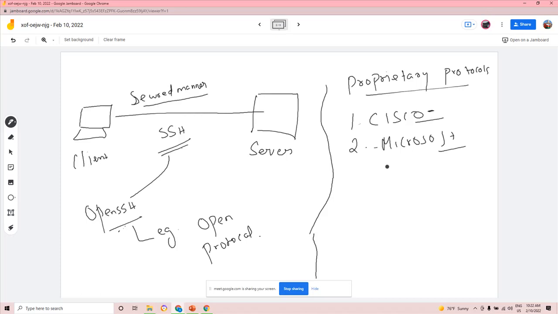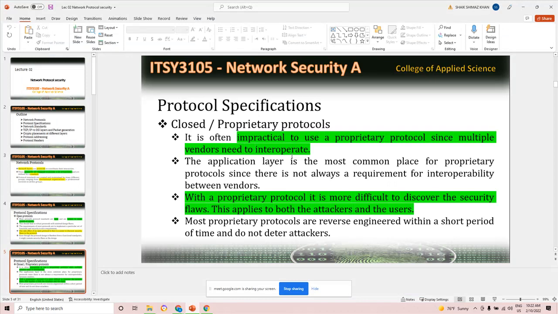You understand? So for example, you have Huawei, then you have Juniper. These are some of the routing and switching vendors. Cisco routers connect the Cisco devices. Juniper protocols work in the Juniper routers and switches. So these are the drawbacks of the proprietary protocols.